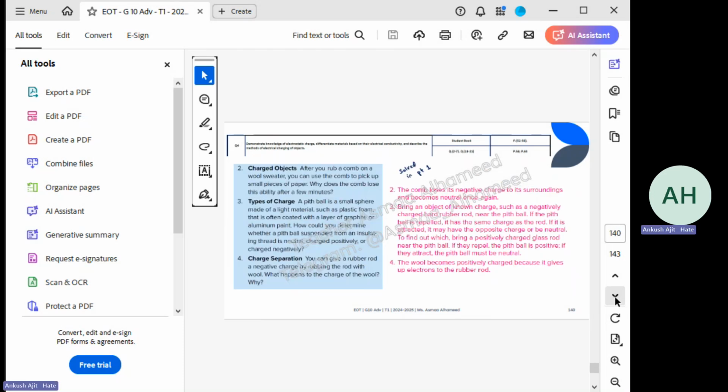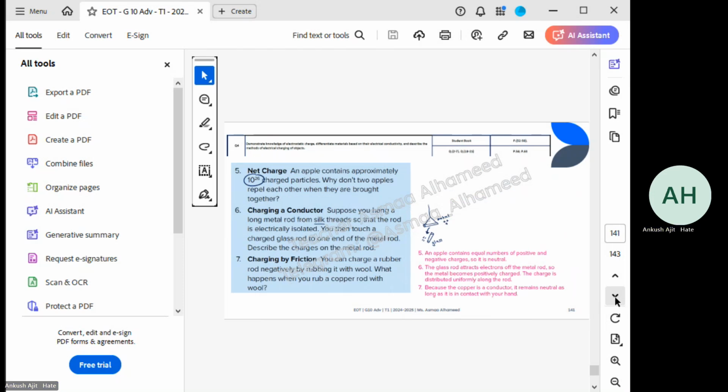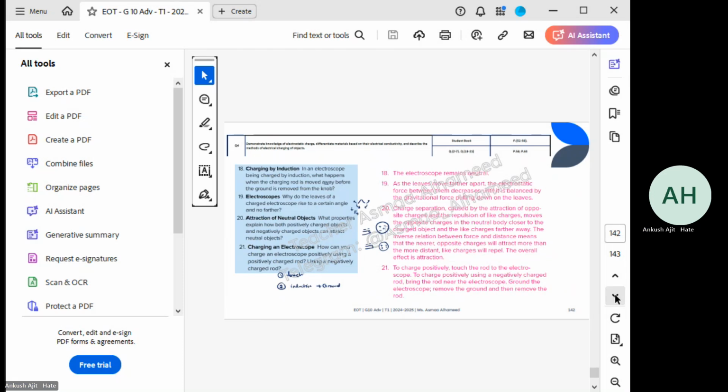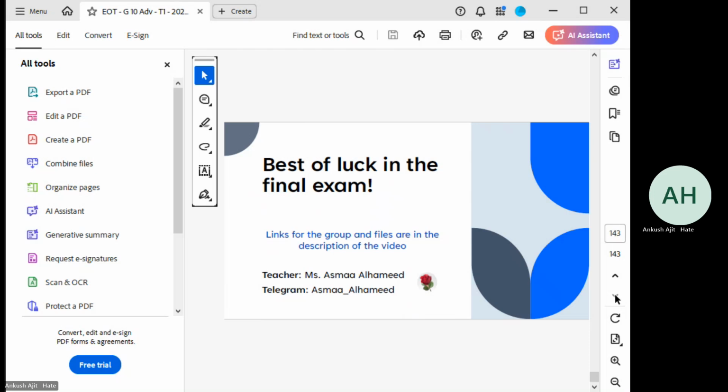The type of charge separation, this all is also done. Everything contains an equal number of positive and negative charges, so they are neutral. If anything is neutral, it will not show any repulsion or attraction. It's done.